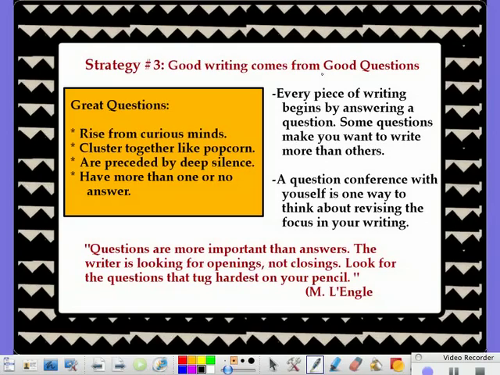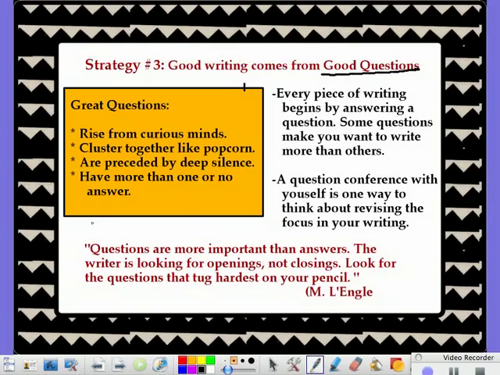Some of you are already using questions as a strategy. I know as I sat down going around the room the last couple of days, some of you really didn't know what you wanted to say. Some of you had a topic, but you had no idea where in the topic you wanted to begin, and I suggested that you try with questions. Every piece of writing begins with answering a question.